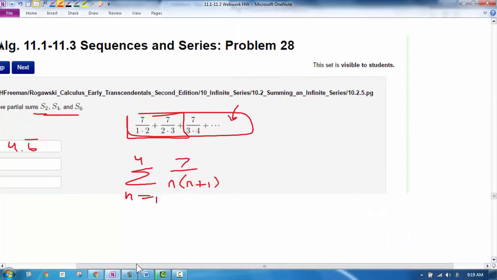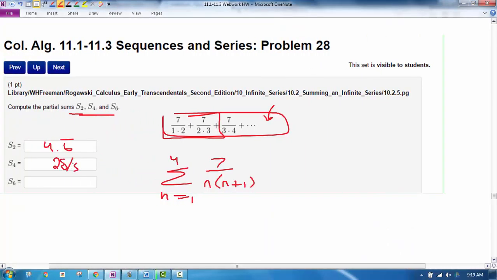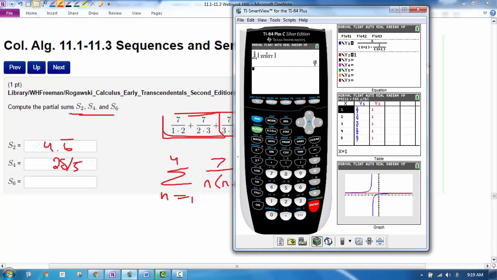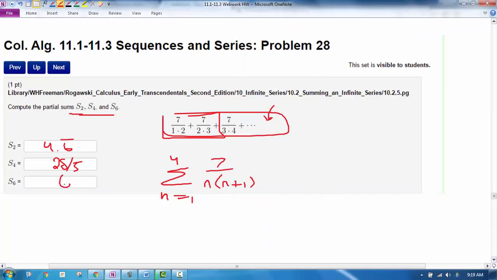And then if you want to find the next one, the easiest way to do it is just change one of those to 6. So just go back up and grab this and just change this top number up here to a 6 and hit enter. And that gives you just 6.